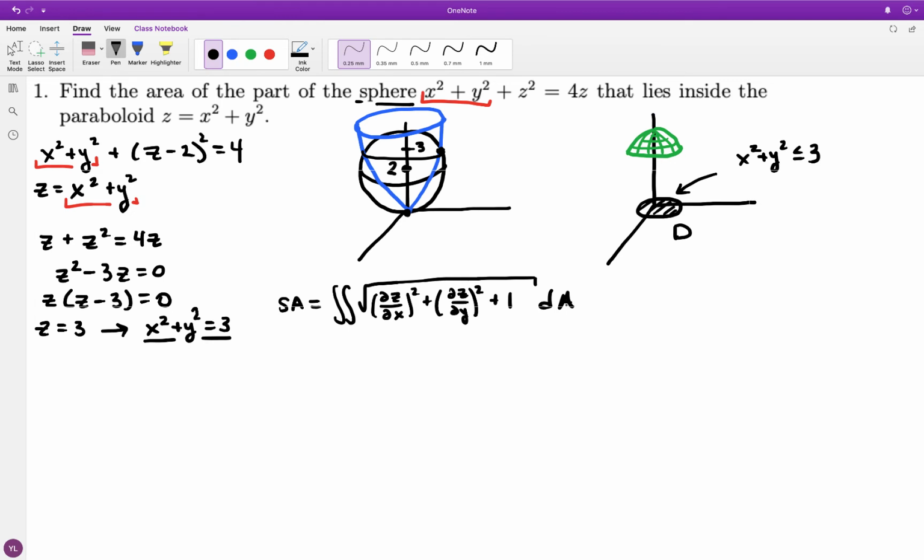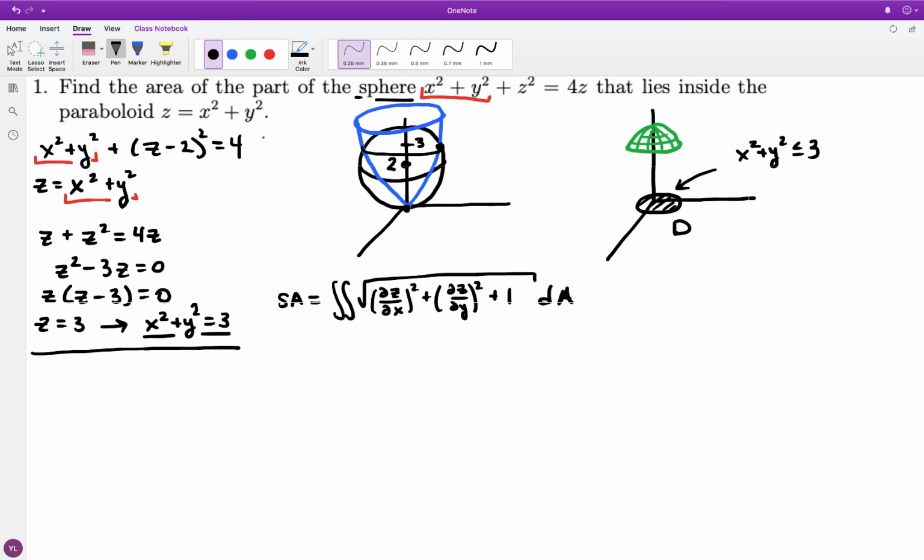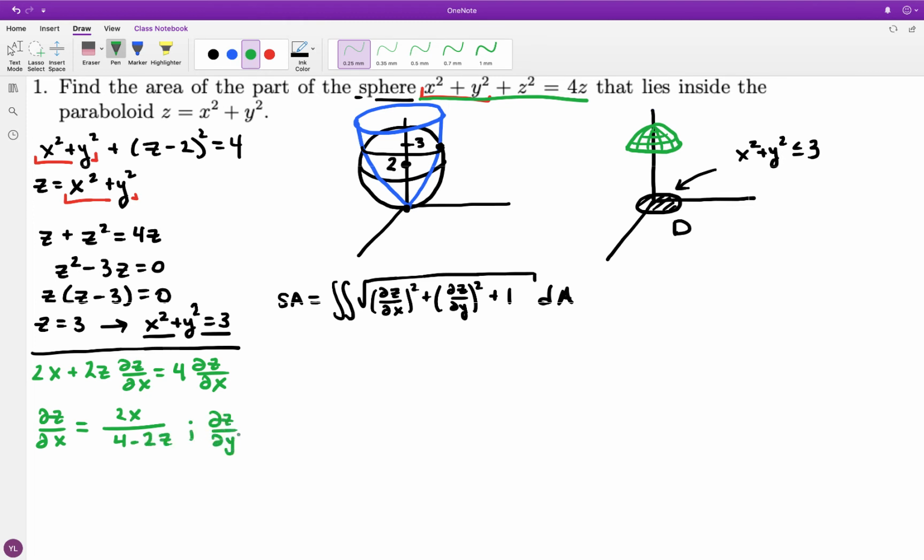Okay, so let's go ahead and express everything in terms of polar coordinates now. I see that the sphere, which is the surface that I'm trying to find the surface area of, is given to me implicitly, so I can use implicit differentiation to compute both of the partials. I'm just differentiating both sides with respect to x, as I normally would with implicit differentiation, and I get this expression for the partial with respect to x.